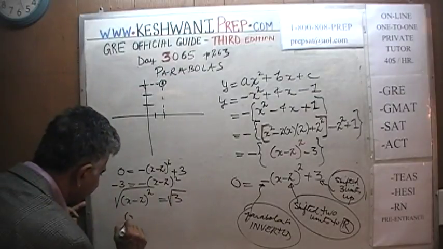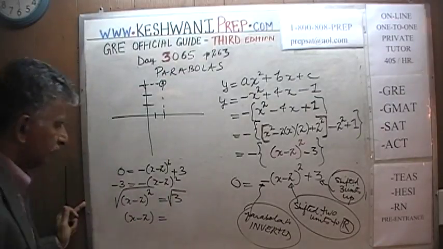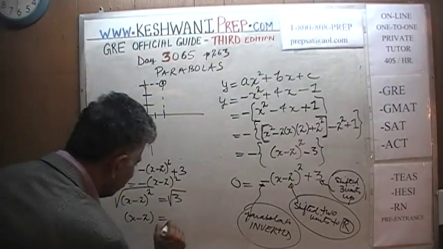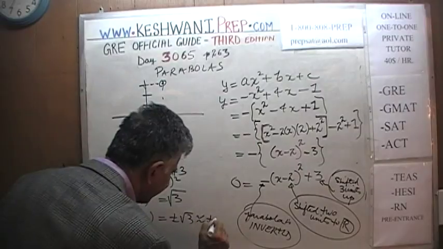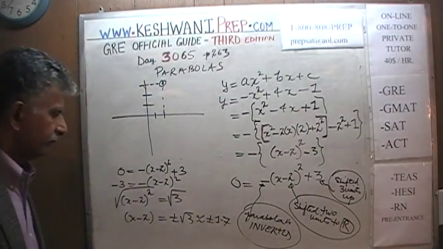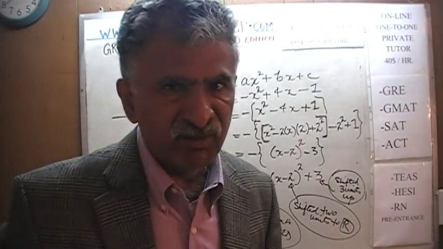And you can end up with x minus 2 equals positive or negative square root of 3. And square root of 3 is approximately 1.7. How do we know that it's approximately 1.7?